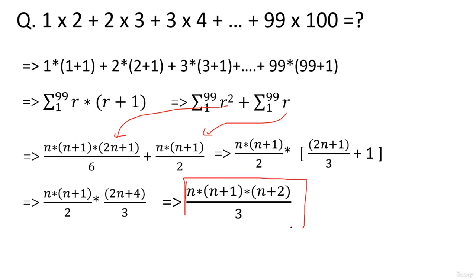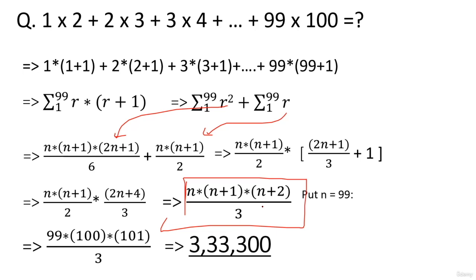n into n plus 1 into n plus 2 divided by 3. You just plug in the value of n as 99 now, and you get 3,33,300 as the answer in this case. Now I want you to remember this box, guys, that I have drawn here, because we'll be using it further in the upcoming questions, in the upcoming part.